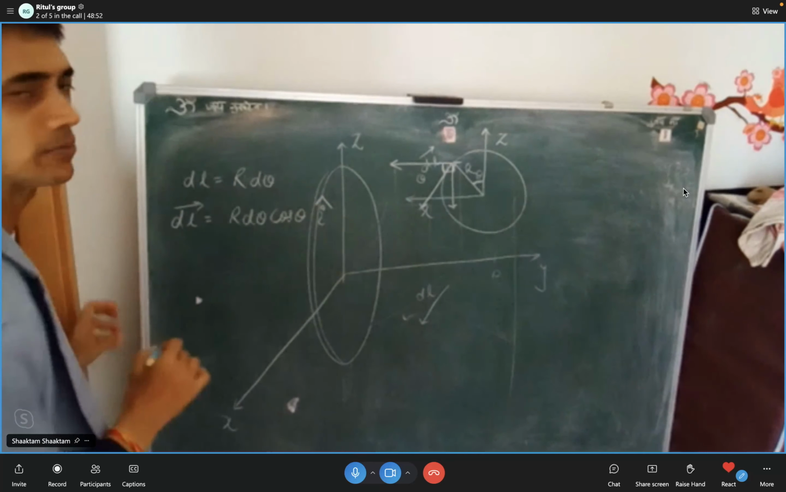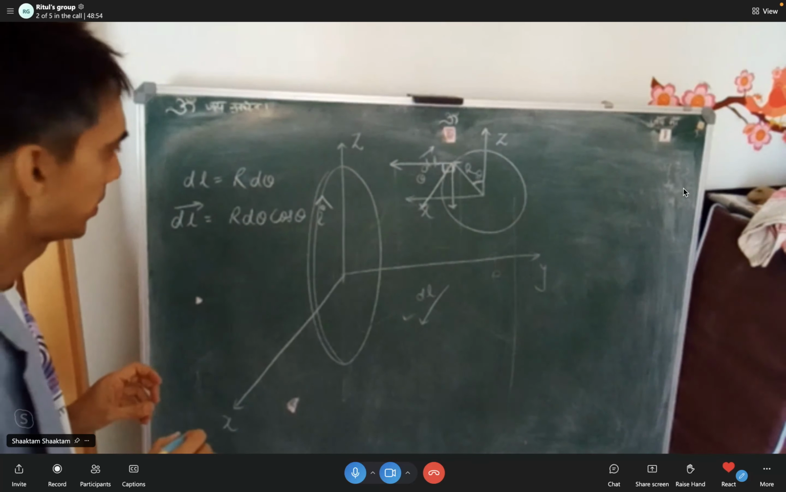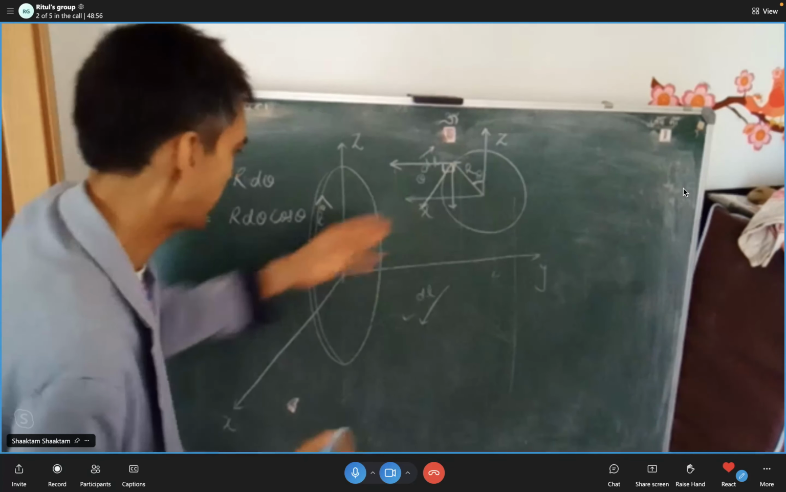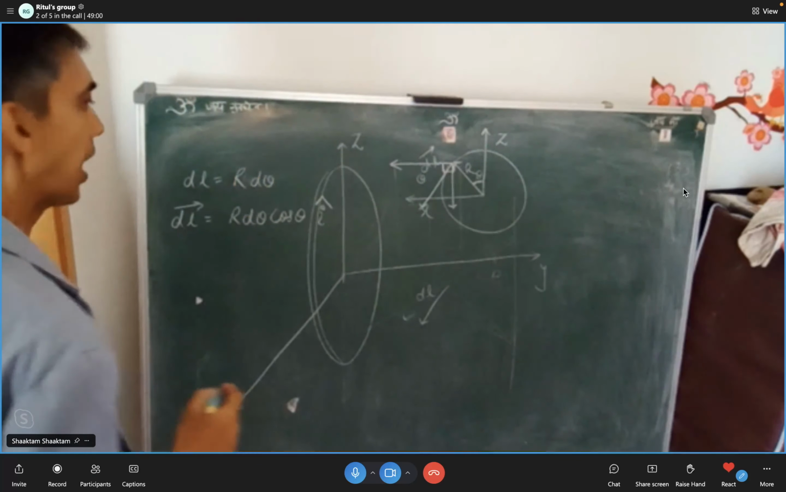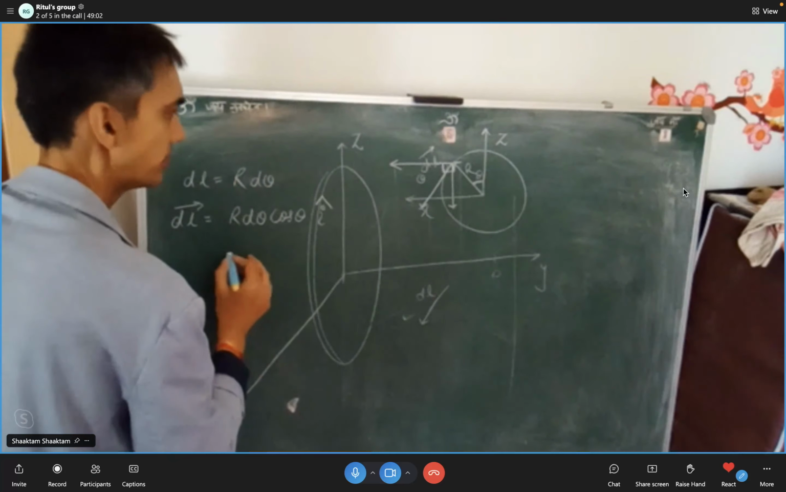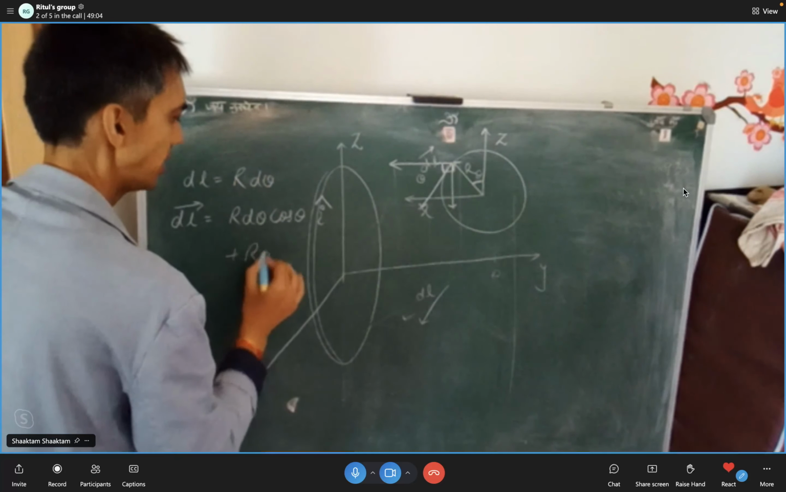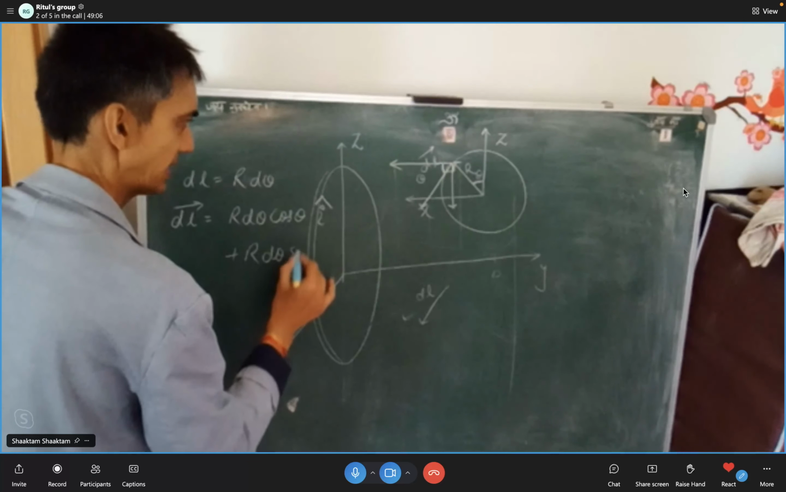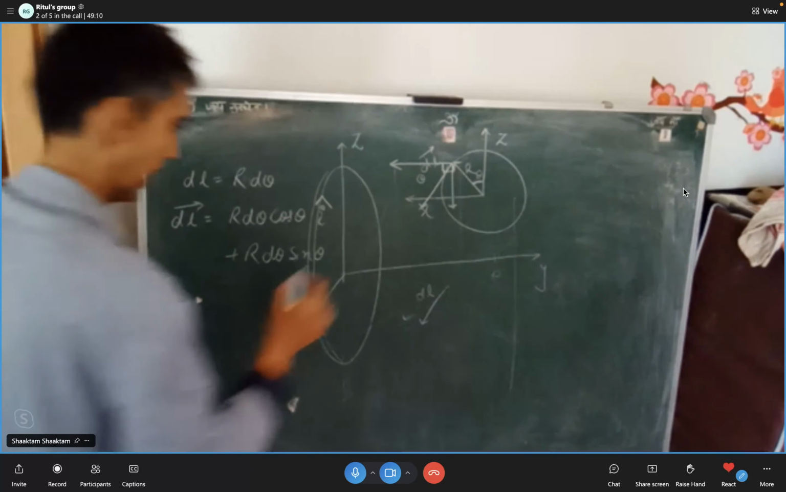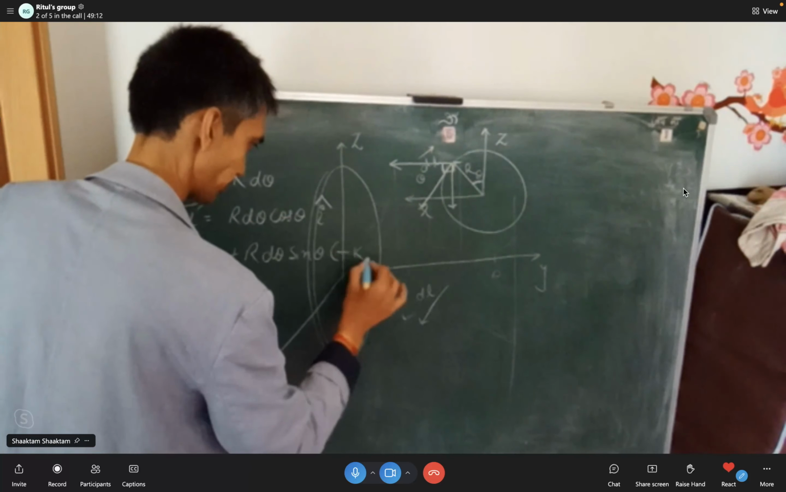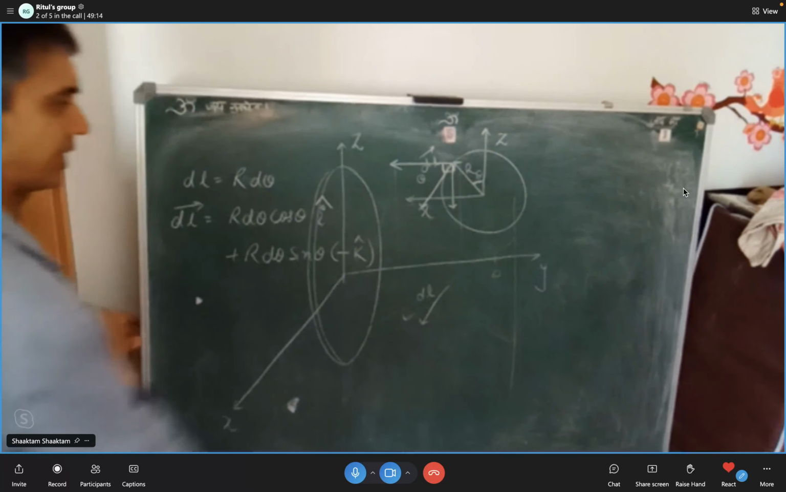Got it? First one. So wouldn't it be minus I cap? I have taken x in this direction. My x will be this way, yes. Okay, I get it. Now what else? The other one: R d theta sin theta. Which direction is this one? Minus k cap. This is dL for me.